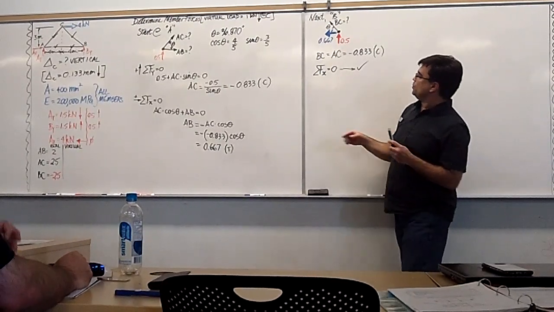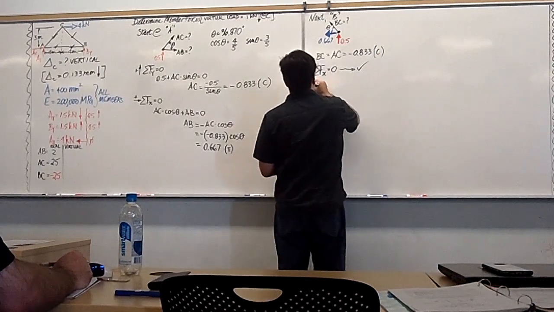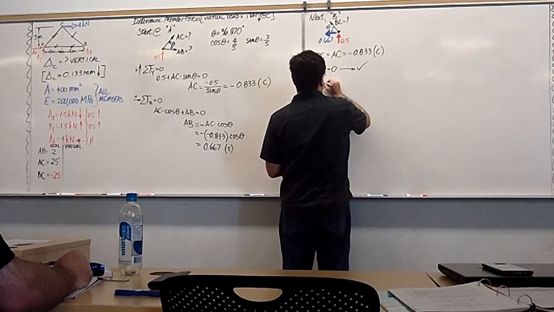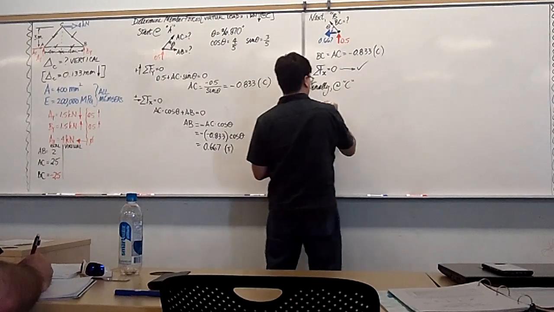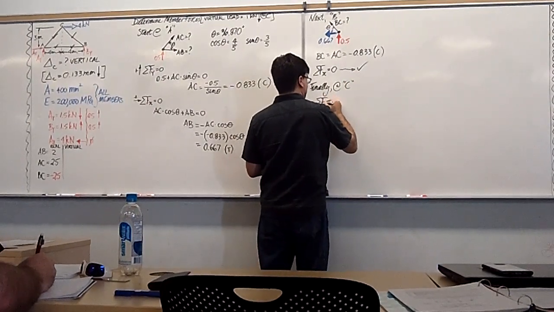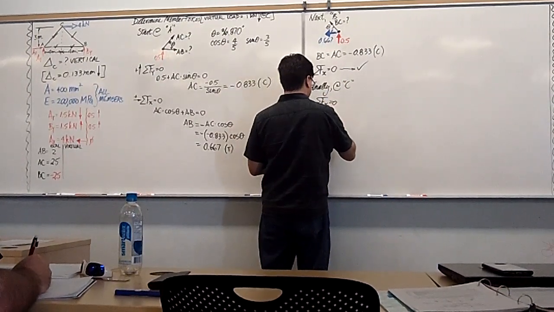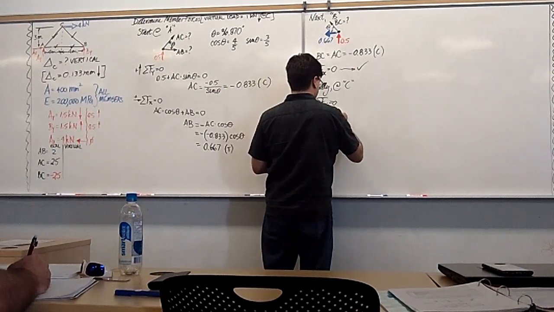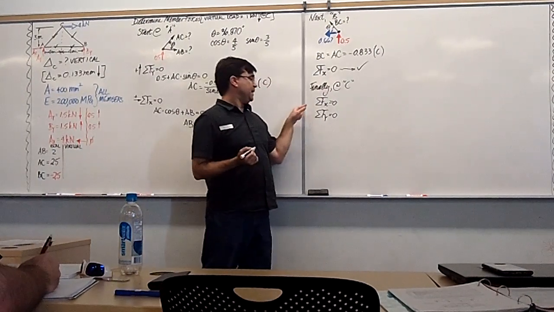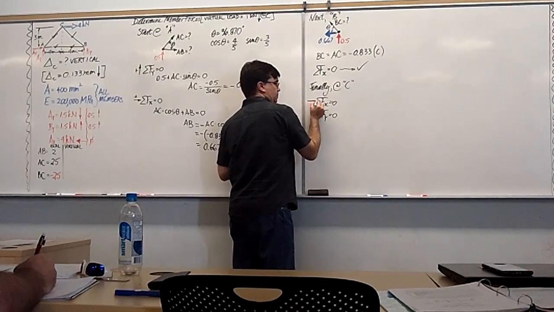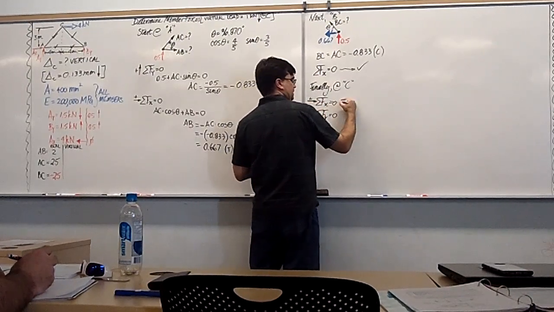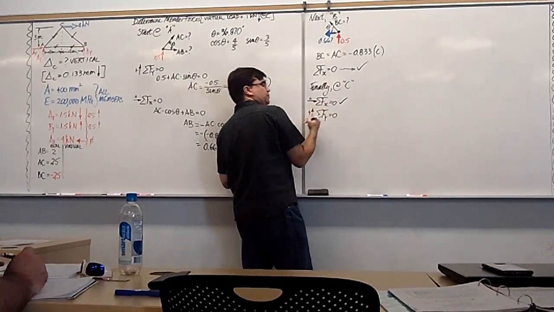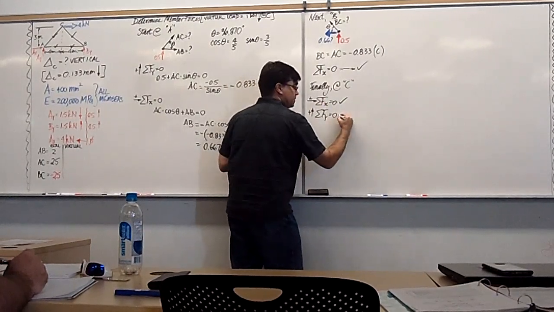And then the last thing would be to do joint C to confirm that you do in fact get equilibrium. In this case, because we've done things correctly, you should get that the x forces balance out to 0 and the y forces balance out to 0.